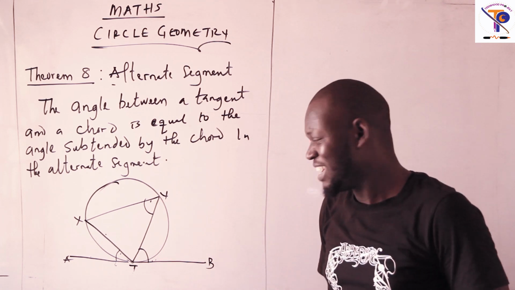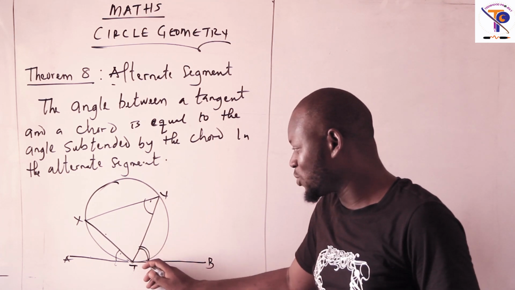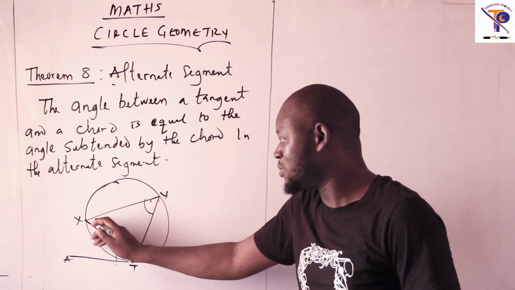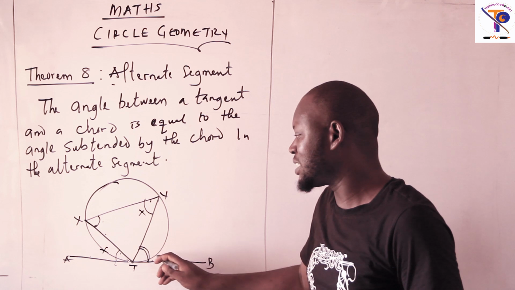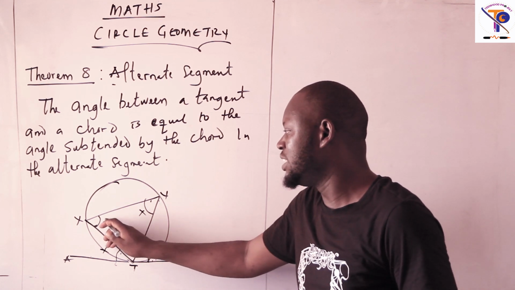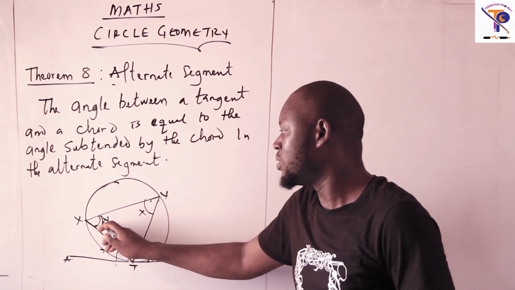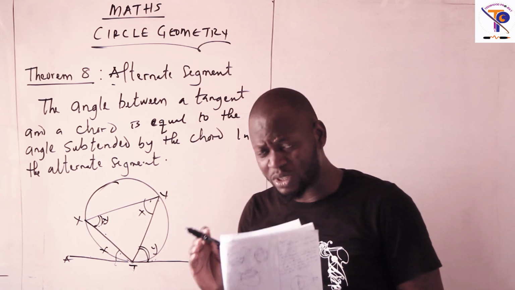Interesting, right? So once we pick this one, this is a connecting chord, so it means this one is what they are referring to. If this one is X, definitely this one will be X. If this one is Y, definitely this one will be Y as well. That is what the theorem is saying. They call it alternate segment.